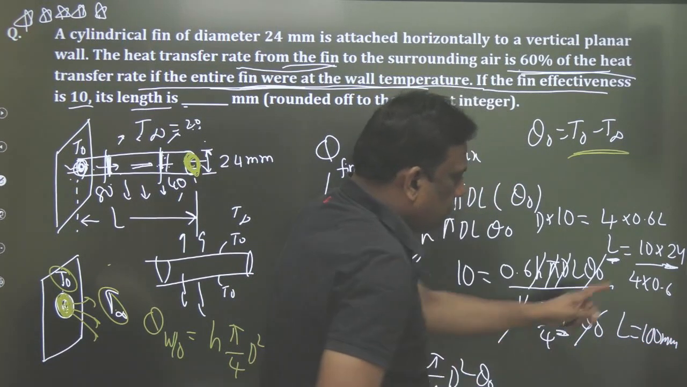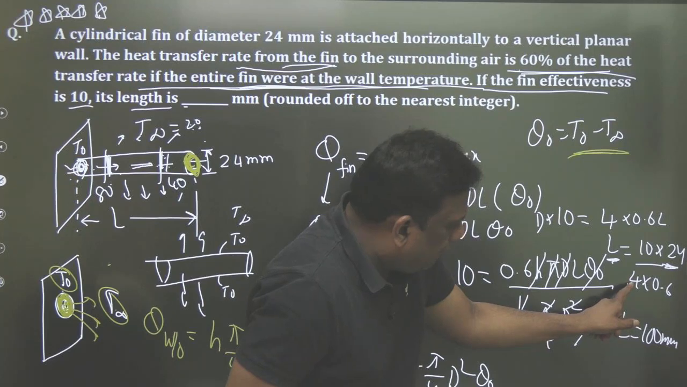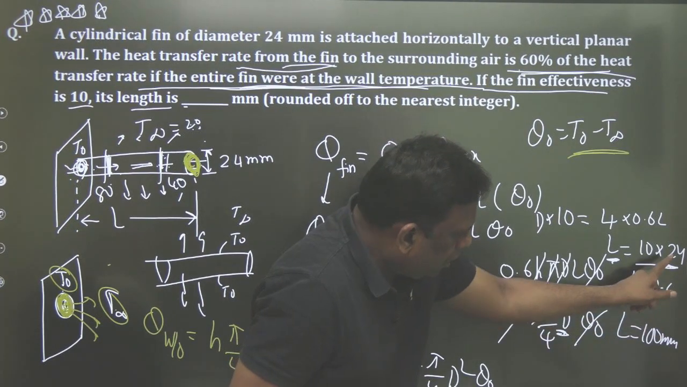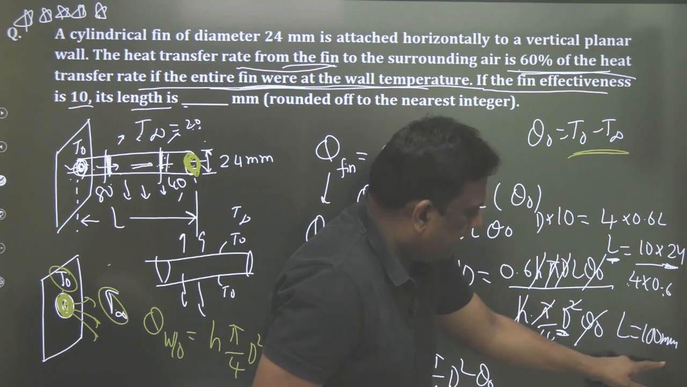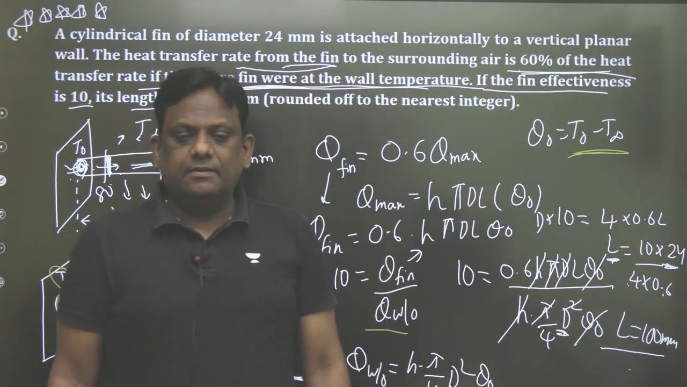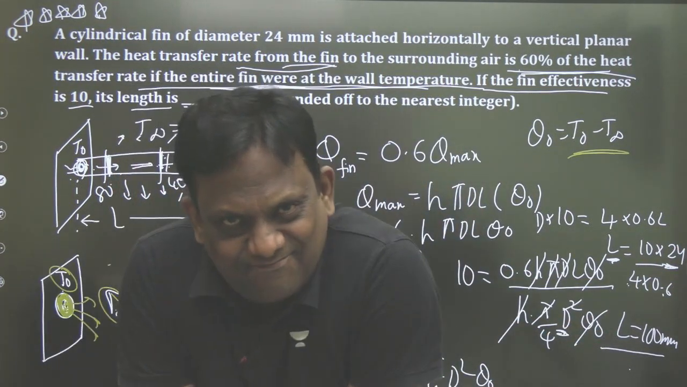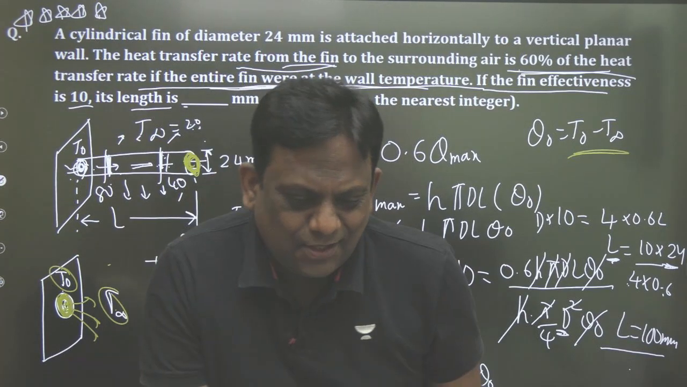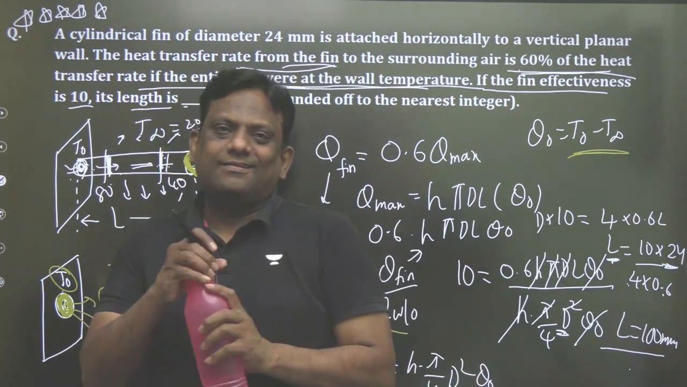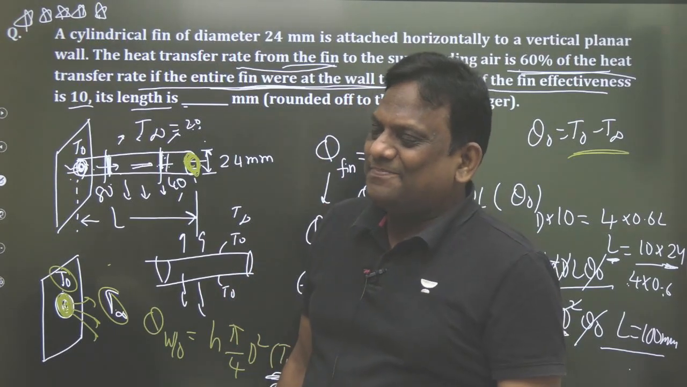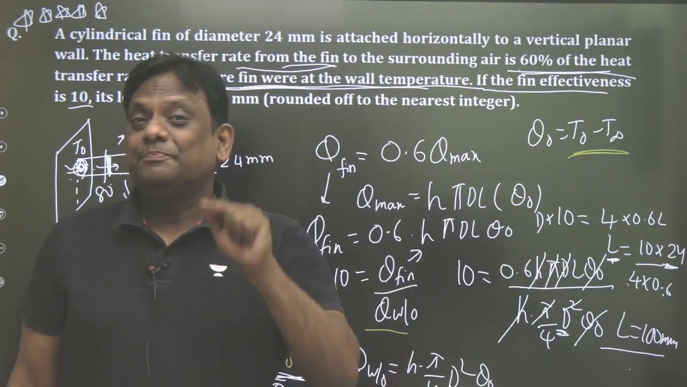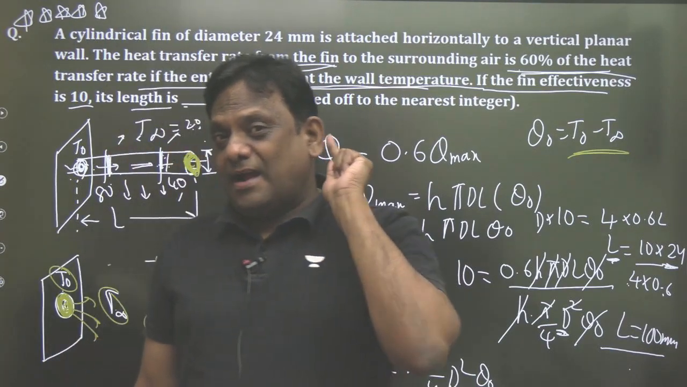Listen carefully. 4 into 0.6 is 2.4, 24 by 2.4 is 10, so 10 into 10 is 100. This is the length of the fin. But this is the wrong answer. Any guesses? My dear students, I said we are missing something. We are committing one mistake.